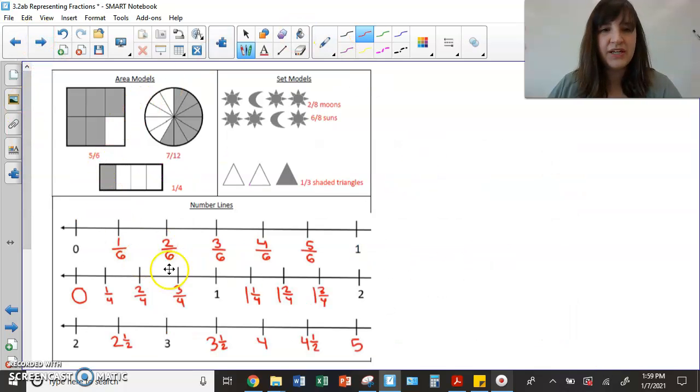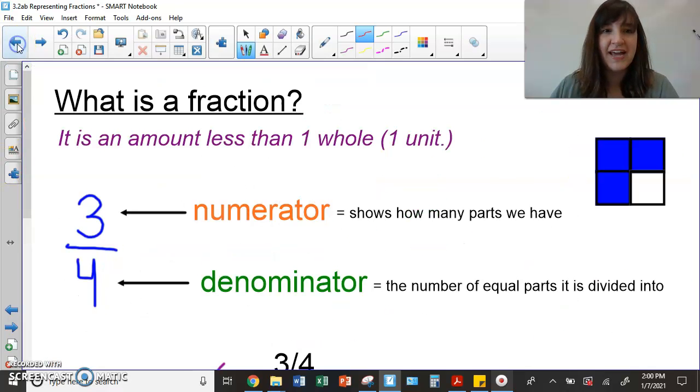Okay, so we used all these different ways to represent our fractions, okay? And fractions represent values that are smaller than 1 whole. So this is our numerator and this is our denominator. Our denominator is the total number of pieces and the numerator is the parts that we are counting.